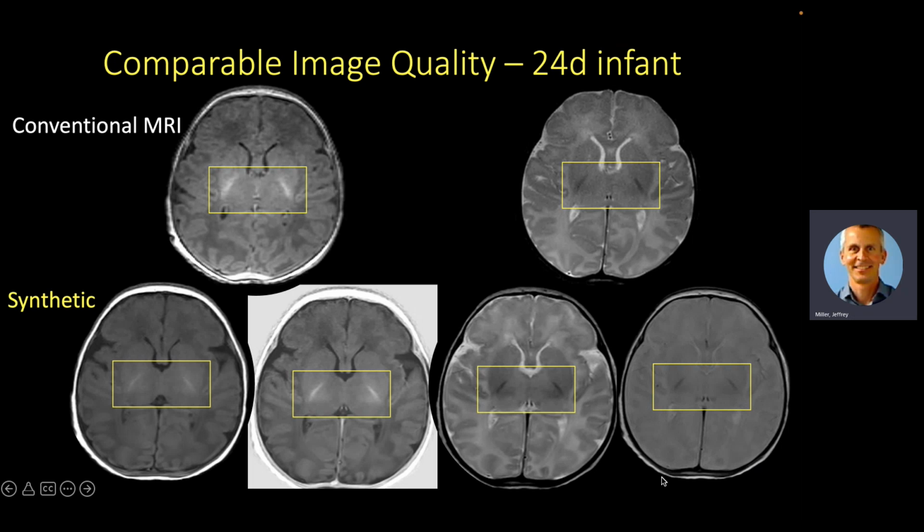To start with, however, if you are interested in using synthetic MR images to replace your standard protocol, this infant case is a good example of the potential comparable image quality, even for subtle structures like the posterior limbs of the internal capsules seen here.